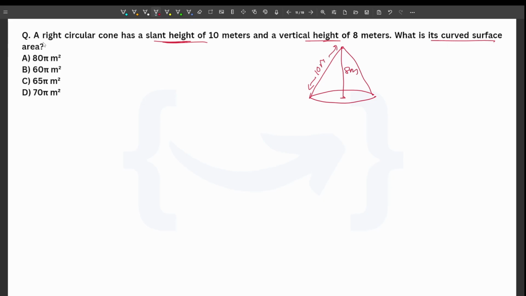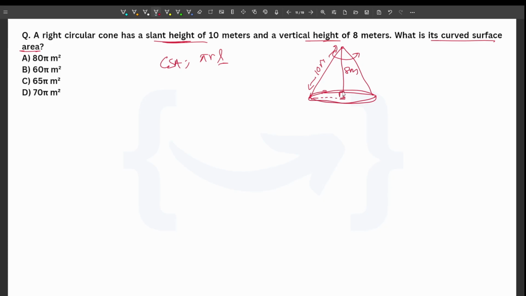What is the curved surface area? So CSA, do you know the CSA of a cone, which is the curved surface area? We have pi r, which is the circle one. So pi r into the slant height will give me the curved surface area. So curved surface area would be pi r L. We have L, but we don't have R. Don't you think we have R? No, we don't have R.